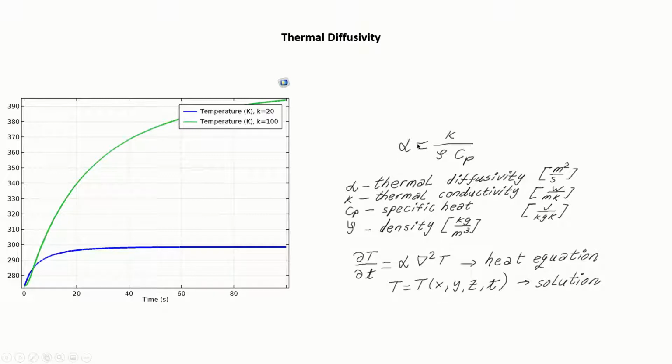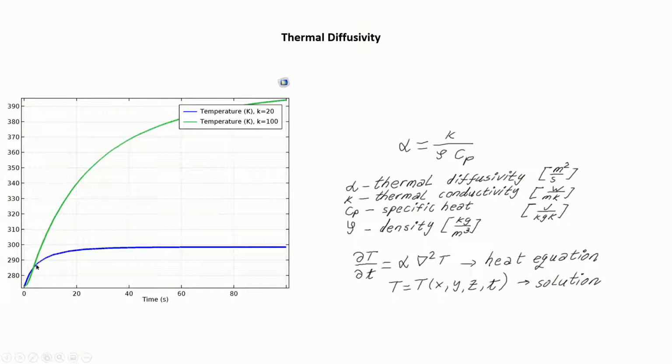The thermal diffusivity is defined as the ratio of the thermal conductivity and the product of specific heat and density. So the higher the thermal conductivity, the higher the thermal diffusivity. A higher specific heat and a higher density mean that the thermal diffusivity is smaller.